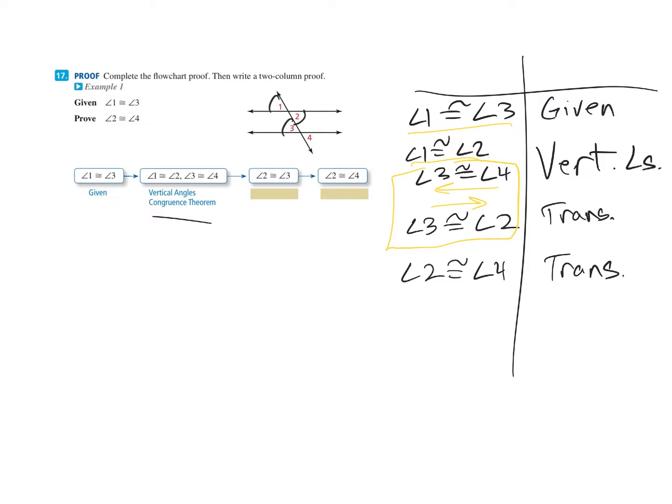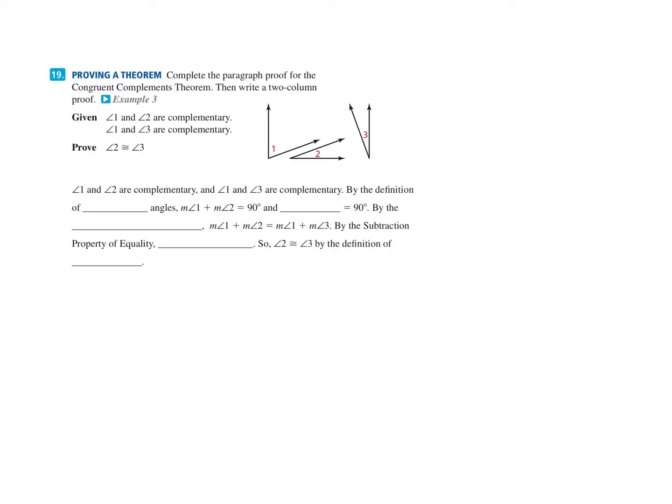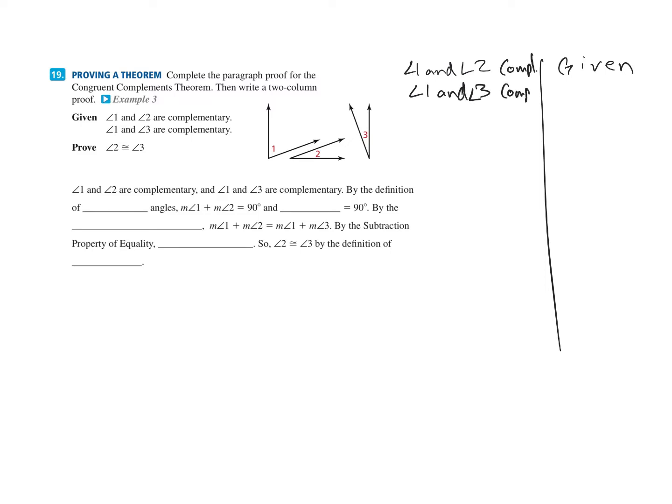We can take a look at the book here. This is transitive property. That's transitive property. And there's your answer keys, just like what we have. And this proof here, we're going to start a two-column proof the same as what we did last time. So let's start our givens way up here. Angle 1 and angle 2 are complementary. And angle 1 and angle 3 are complementary. That's your given.